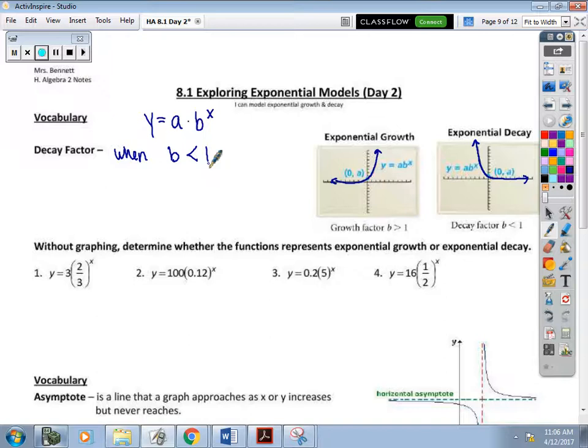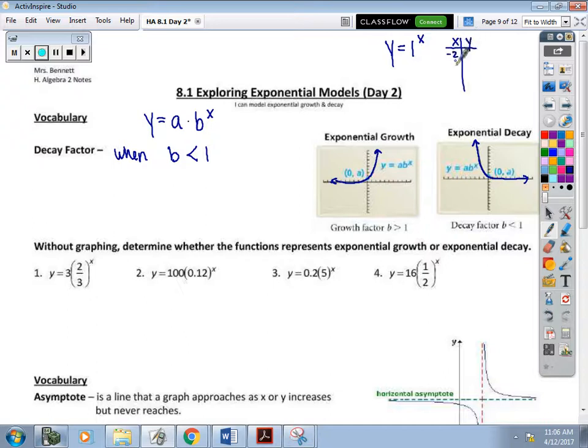Now, someone in period 1 asked me, what if b is 1? Because you notice it could be greater than, it could be less than. What happens if it's equal to? Is it growth, or is it decay, or is it neither? So if you think about it, if b were 1, let's just say 1 to the x power. Let's assume a was 1, b was 1, we just have 1 to the x power. Think about if I were to plug in values.